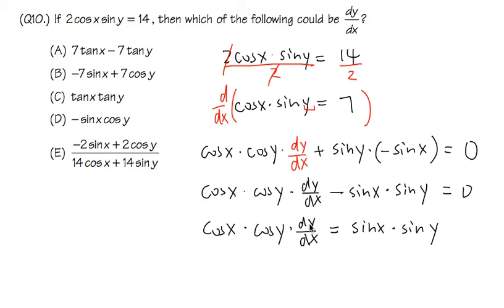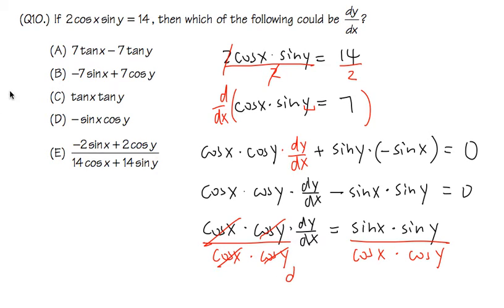Now, I want to isolate dy dx. I can do that by dividing both sides by cosine x times cosine y, so that the cosine x cancels and the cosine y cancels. The very last step, we have dy dx equals, we are going to pair things up. Here we have sine x over cosine x, which is tangent x, and we multiply by sine y over cosine y, which is tangent y. And let's see which one is our answer. This is exactly answer choice C. And that's it.